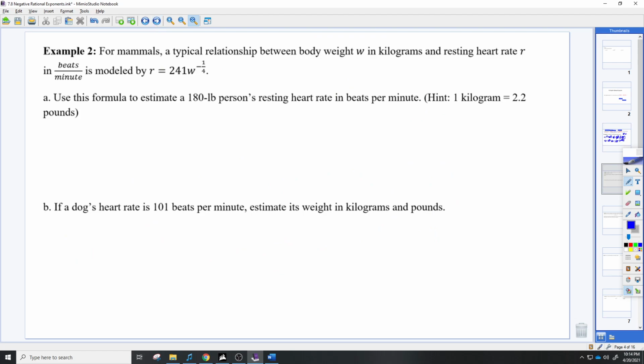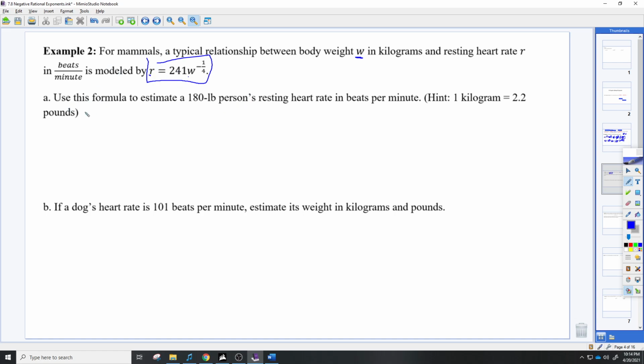Example 2. For mammals, a typical relationship between body weight, W, in kilograms, and resting heart rate, R, in beats per minute, is modeled by R equals 241 W to the negative 1/4 power. So here's our equation. Let's recap. W is the weight in kilograms, the body weight of something in kilograms, and R is your resting heart rate, in beats per minute. Let's make sure we have those two variables figured out.